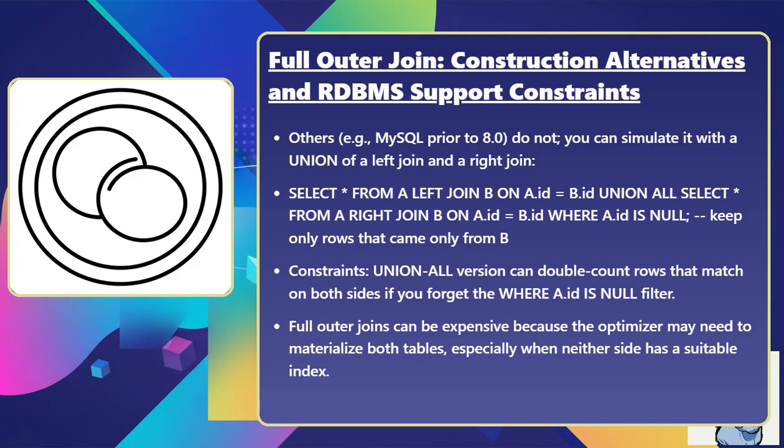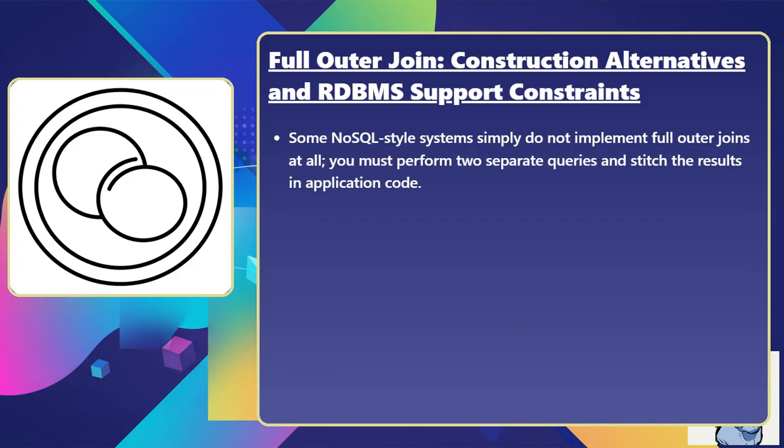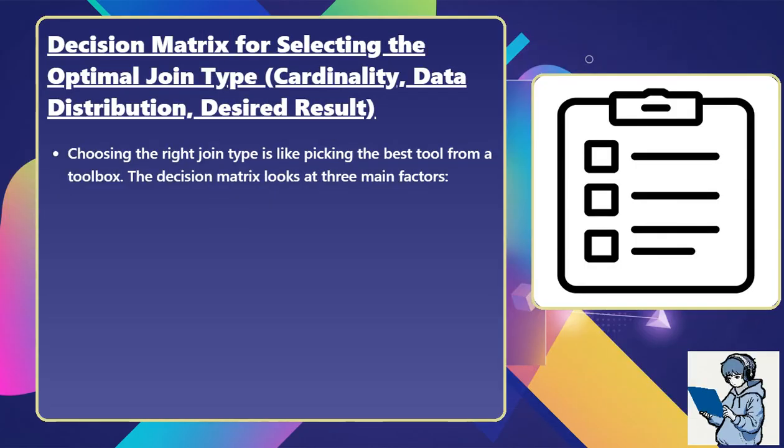Especially when neither side has a suitable index. Some NoSQL style systems simply do not implement full outer joins at all. You must perform two separate queries and stitch the results in application code. Choosing the right join type is like picking the best tool from a toolbox.